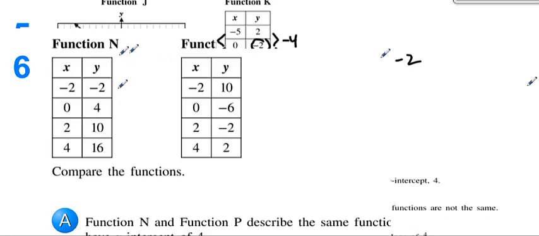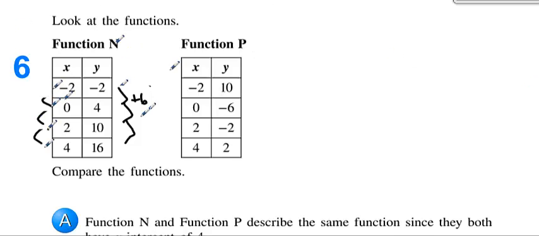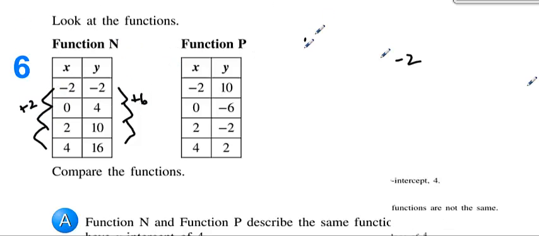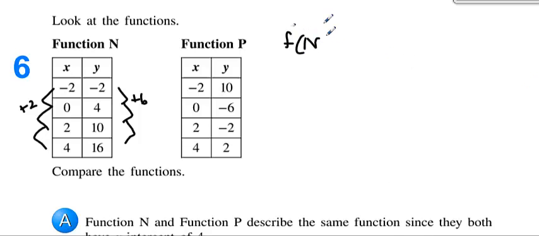Okay, number 6. Look at the functions. Compare them. Well, let's figure out the equation for each. So function N, here's our pattern of, looks like adding 6 each time. Here's our pattern of adding 2. So function N equals, we know our slope is 6/2, or if we simplify it, 3, so that's 3x, or we'll even use n to act like the x. And then our y-intercept is when x is 0, so there's our y-intercept of 4.